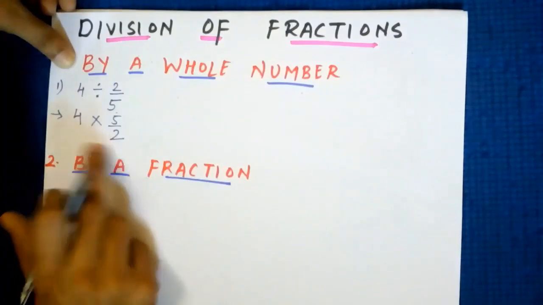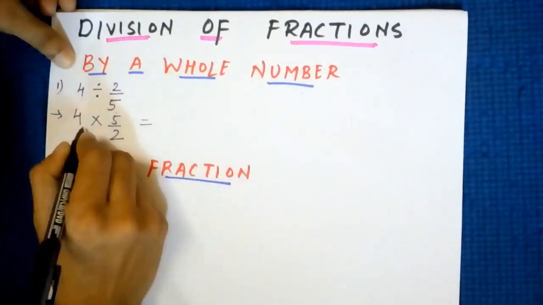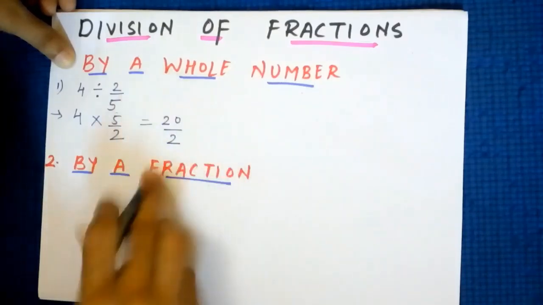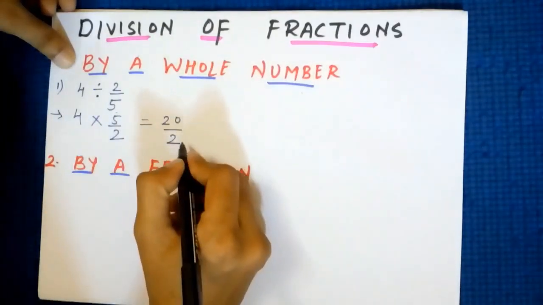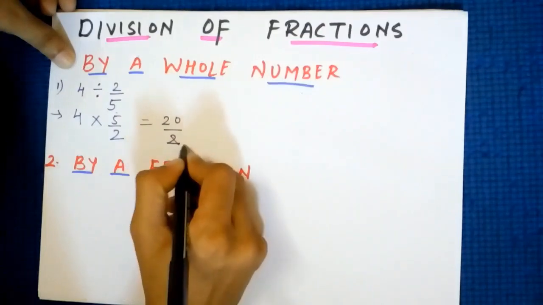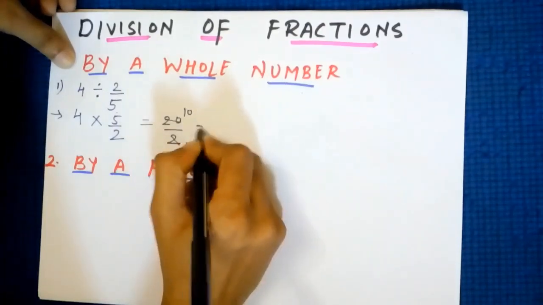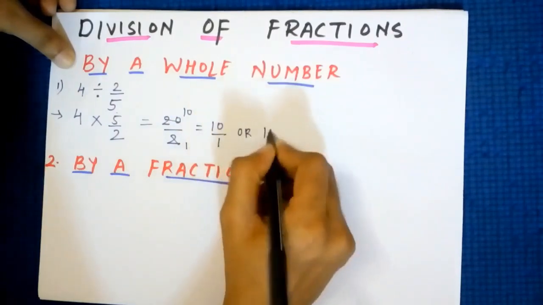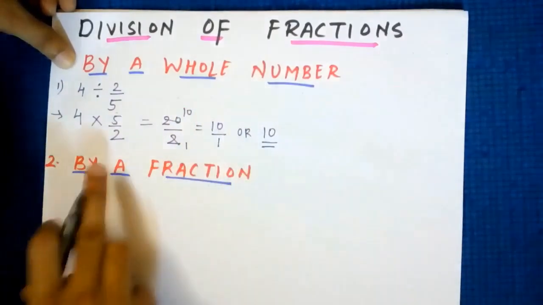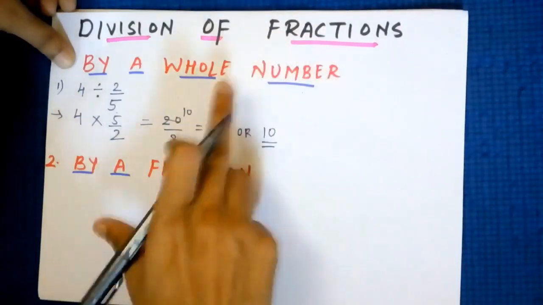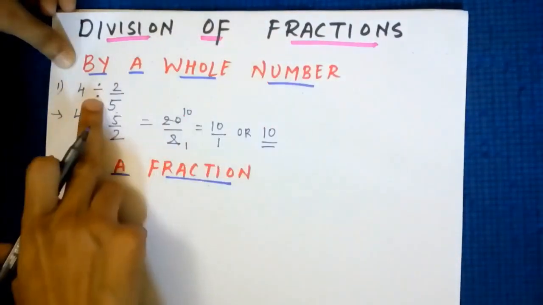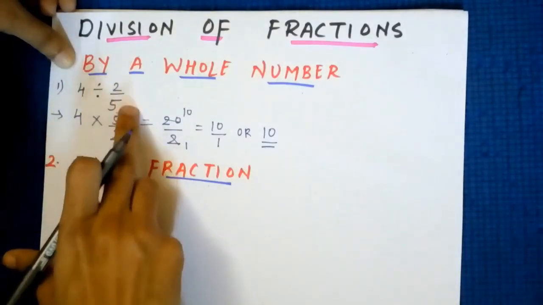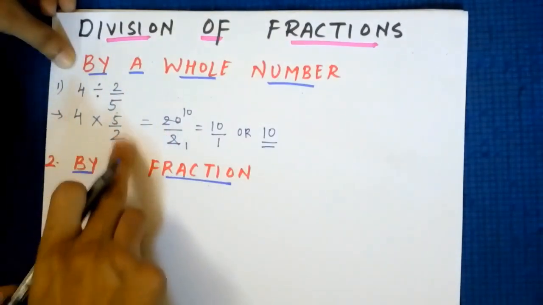Now we can do it. We just need to multiply. So 4 5s are 20 upon 2. So this is your answer. Here cancellation is possible, so you can reduce it. 2 1s are 2, and 2 10s are 20. So the answer is 10 upon 1, or only 10. You can write both ways, only 10. So this way you can divide a whole number by a fraction. You need to change the sign of division into multiplication, and take the reciprocal of 2 upon 5, which will be 5 upon 2.